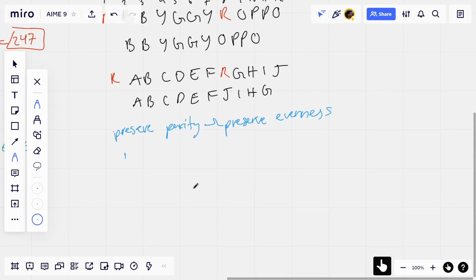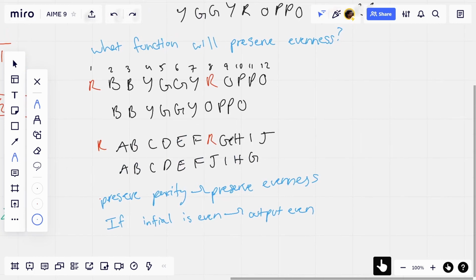So in other words, this is saying if my initial sequence is even, then my output sequence will also be even. The one nuance about this is that you might find a situation where parity is not preserved. In this case, why does it work? It works because the sequence following the R is even.